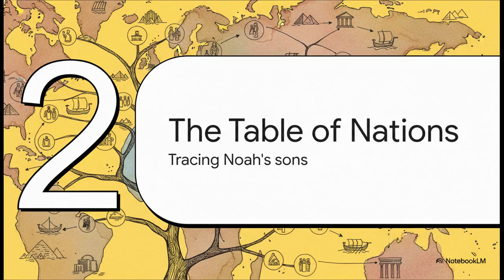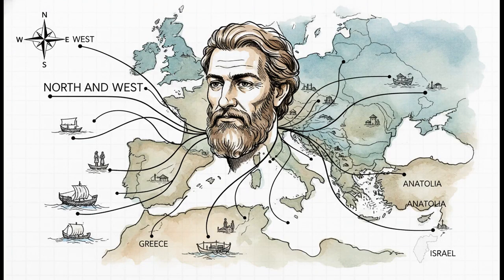And that leads us right to the heart of it all, the Table of Nations, found in Genesis chapter 10. This is basically the ancient author's way of making sense of their world, of organizing all the different people they knew about into one massive connected family. So let's go through it, one son at a time. First up, we've got Japheth.